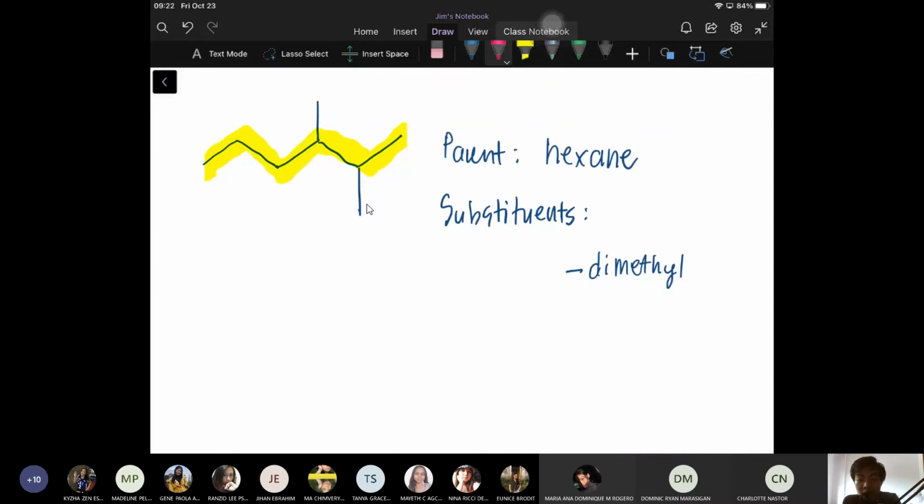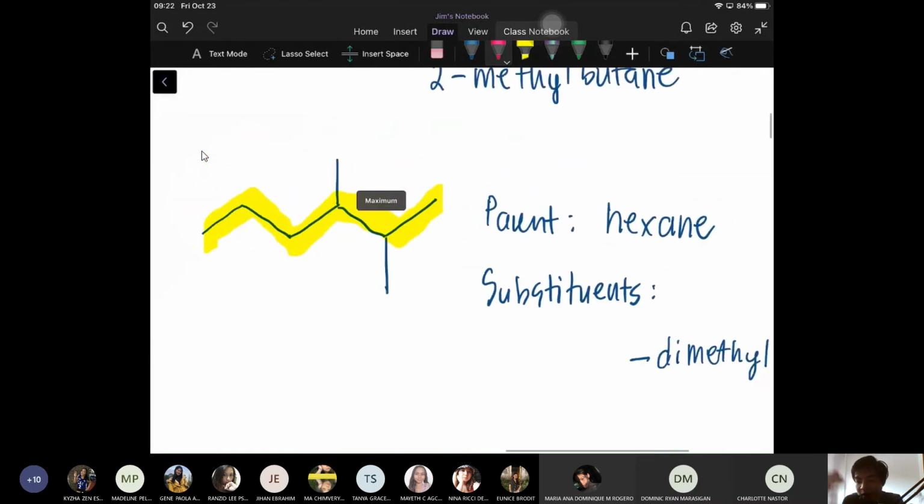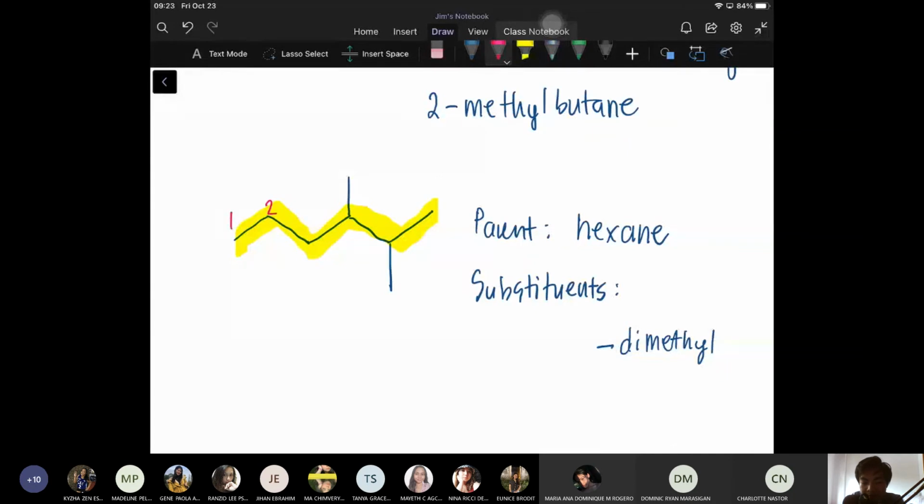Ngayon, we will assign numbers. We will assign locants, no? So, mag-number tayo left to right, then right to left.